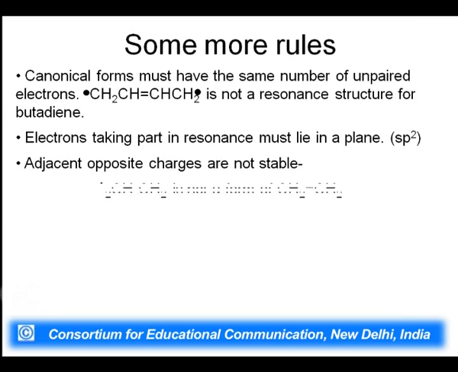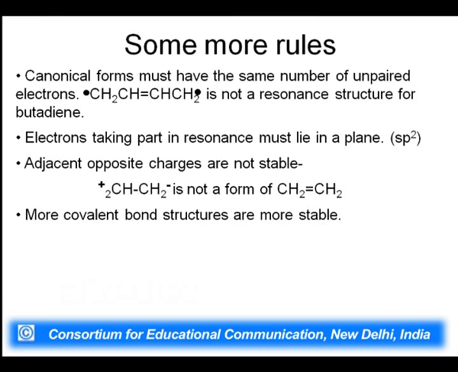Adjacent and opposite charges are not stable. In butadiene we have a plus charge here or a minus charge, or vice versa, and it is perfectly alright to have a resonating structure, but you cannot make this carbon and this carbon plus and minus. As in the case of ethene, this structure does not contribute to any resonance; the only possible structure is this ethene, because plus and minus on adjacent carbons are not valid.